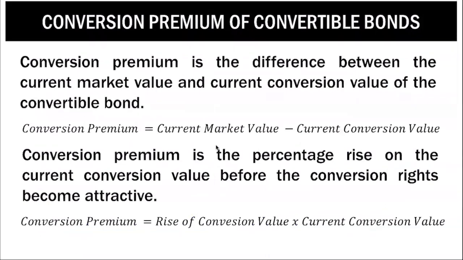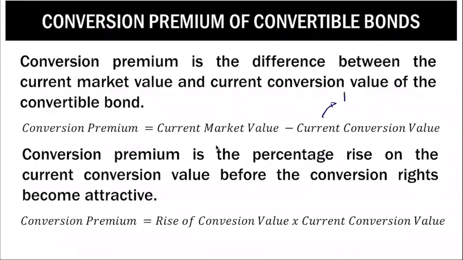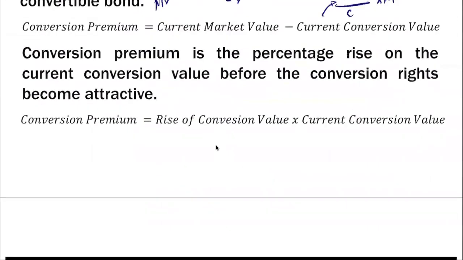Next, we go with your conversion premium of convertible bonds. So conversion premium is the difference between the current market value and the current conversion value. So market value versus conversion value. You already know how to compute for conversion value, right? Face divided by your conversion price times the market price. Conversion premium is also the percentage rise on the current conversion value before the conversion rights become attractive. So that is rise of conversion value multiplied by your current conversion value. So premium, because there is a difference as to your market value and your conversion value.